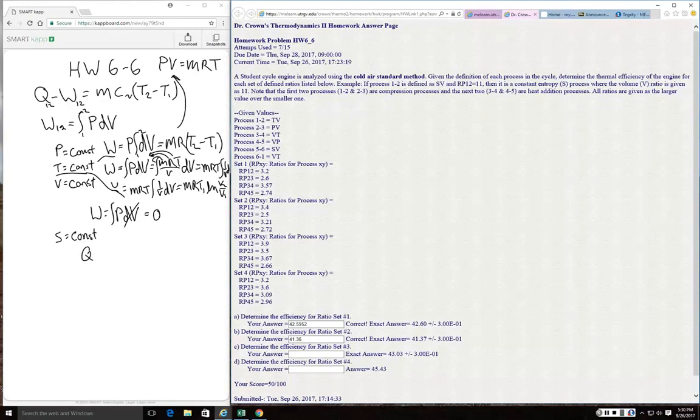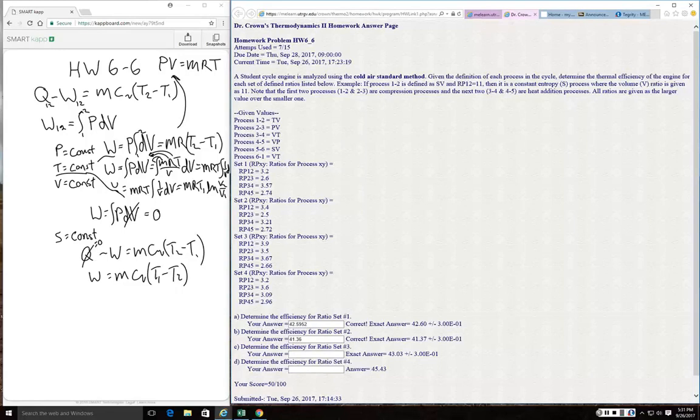So Q minus W equals m Cv (T2 minus T1) if it's process 1 to 2, so that the work equals m Cv (T1 minus T2). So we've got the work for a constant pressure process, a constant temperature process, a constant volume process, and a constant entropy process. Those are the only processes that we're going to consider for this mystery problem. And we can get a lot of different cycles just with those processes.